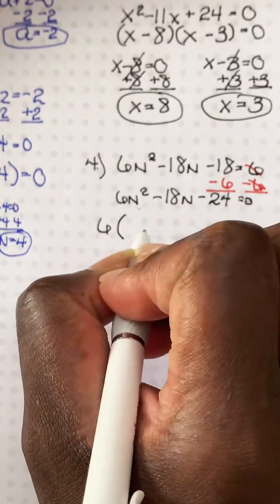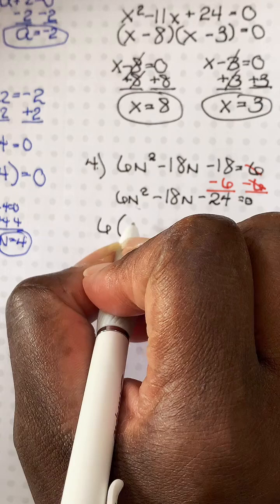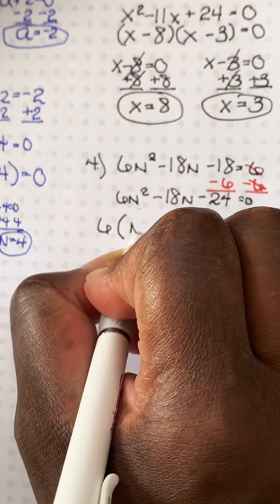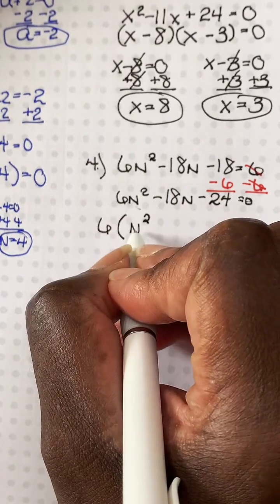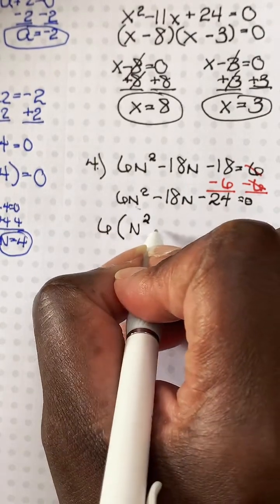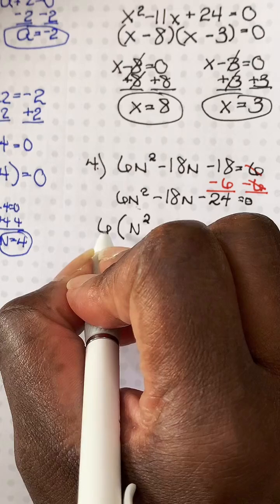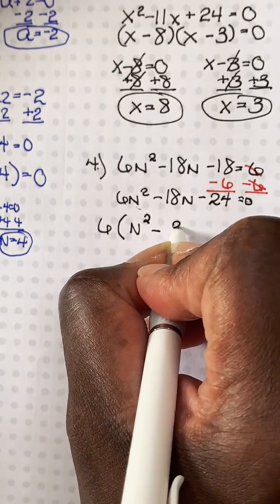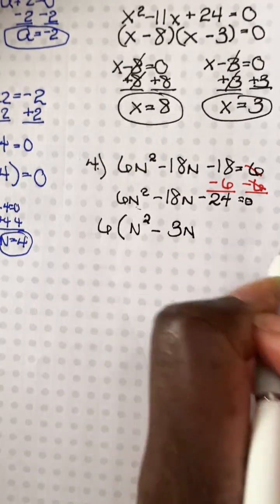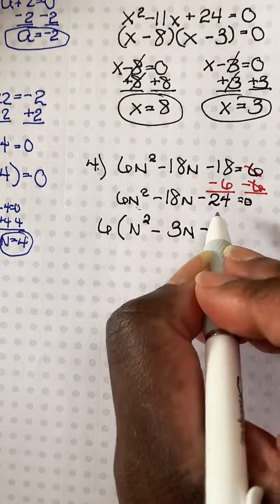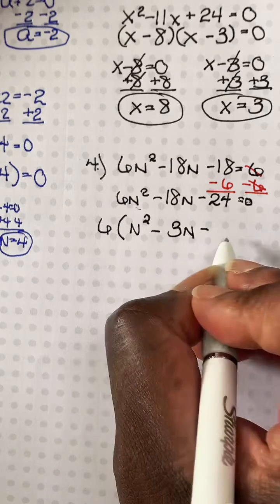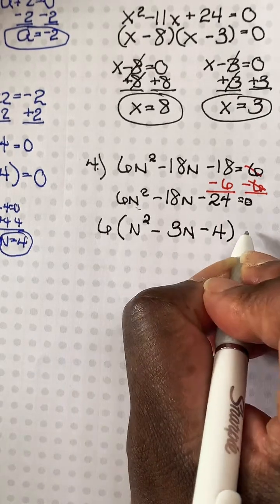So we have 6 parentheses. Then we still have our n squared, just taking our variable out. Then we have a minus 18 divided by 6. That gives me 3n. And then minus 24 divided by 6 gives us 4.